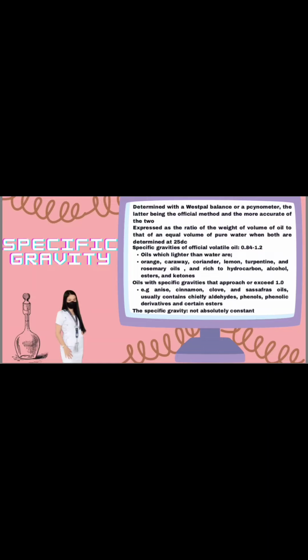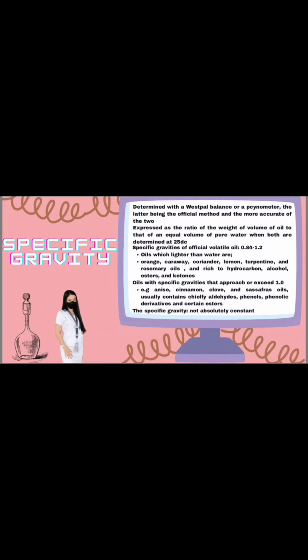Oils which are lighter than water are orange, caraway, coriander, lemon, turpentine, and rosemary oils, rich in hydrocarbons, alcohols, esters, and ketones. Oils with specific gravities that approach or exceed 1.0, for example anise, cinnamon, clove, and sassafras oils, usually contain chiefly aldehydes, phenols, phenolic derivatives, and certain esters.